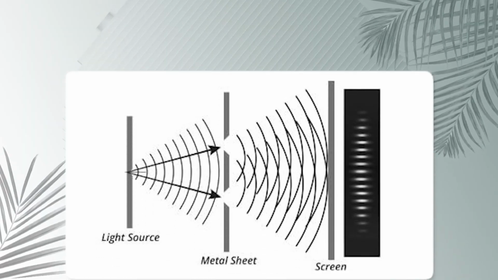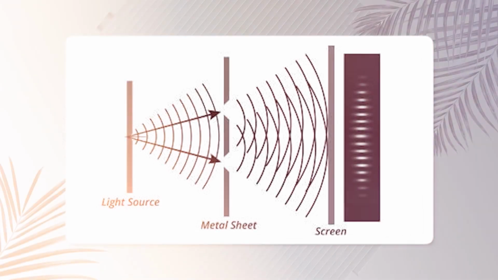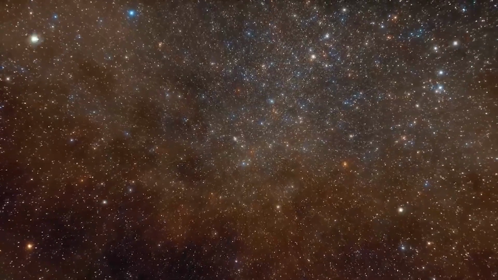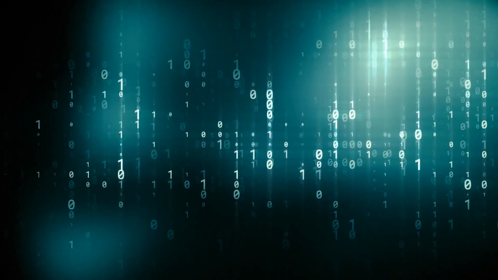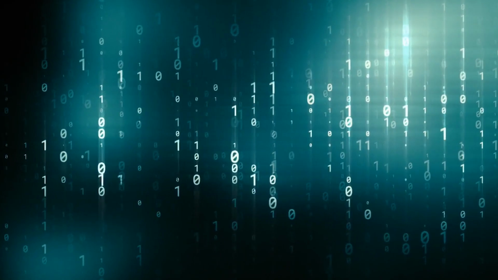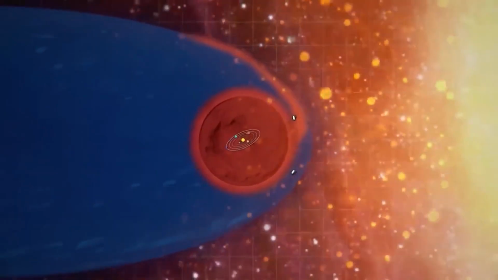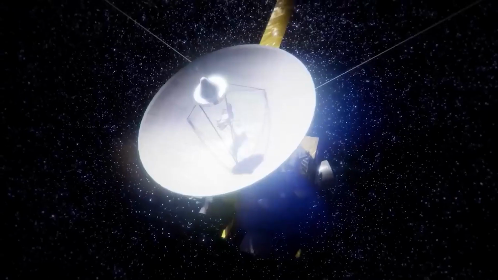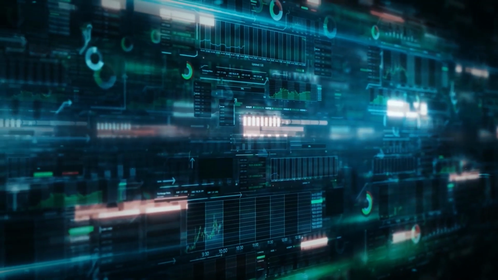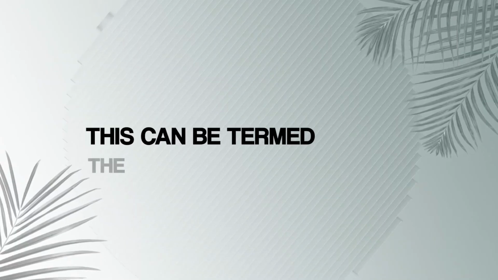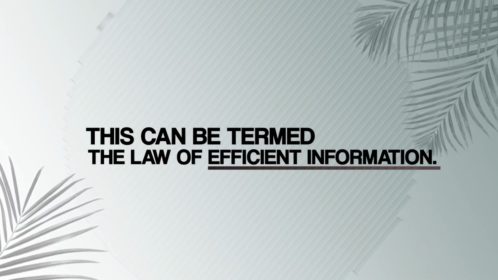But the key to comprehending the results of the double-slit experiment is to understand that the wave is not physical. Rather, it's a statistical probability as to where the particle could be. This suggests that at its most basic level, our universe is not physical at all, but is information, a fundamental code. We can then hypothesize that photons and other particles only take defined positions in time and space when required to interact with other variables. This can be termed the law of efficient information.